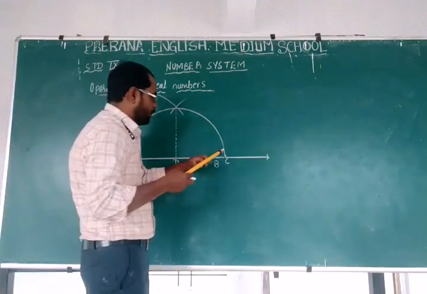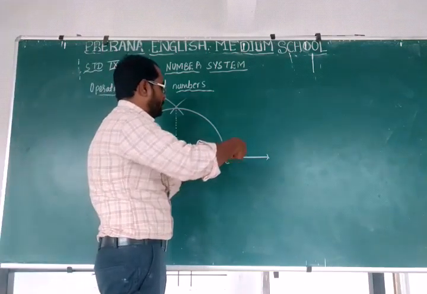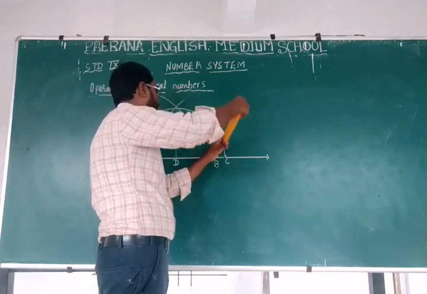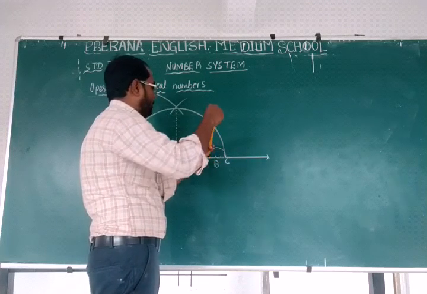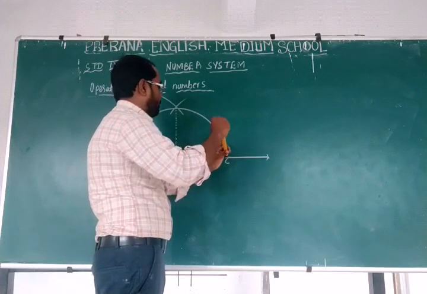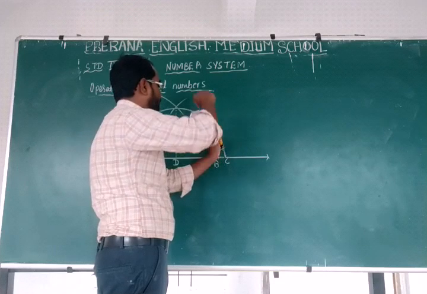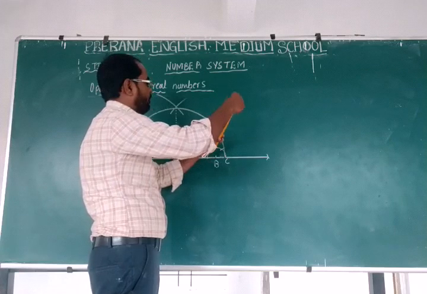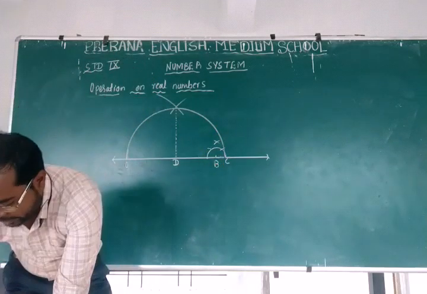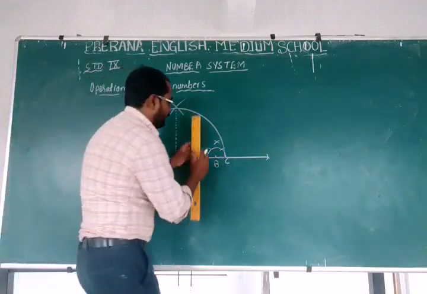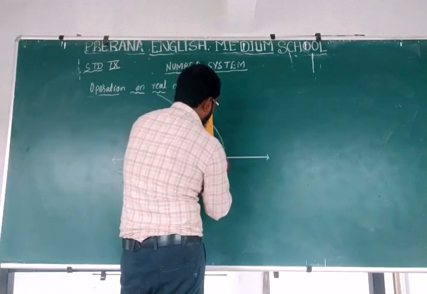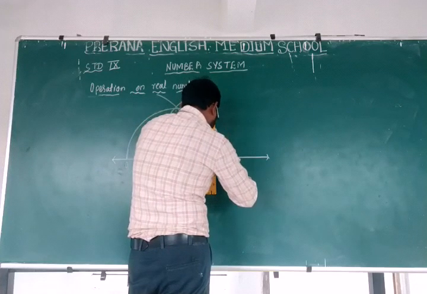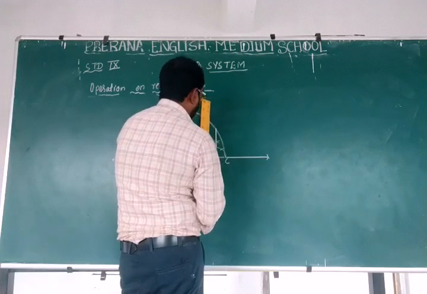How will you draw this perpendicular? From here, take a length of 1 unit and cut an arc on both sides. Where it intersects, from there you draw a semicircle. So draw a perpendicular from B.